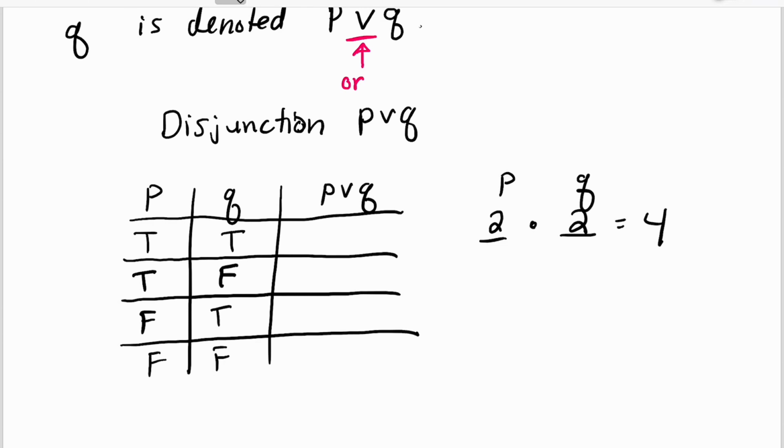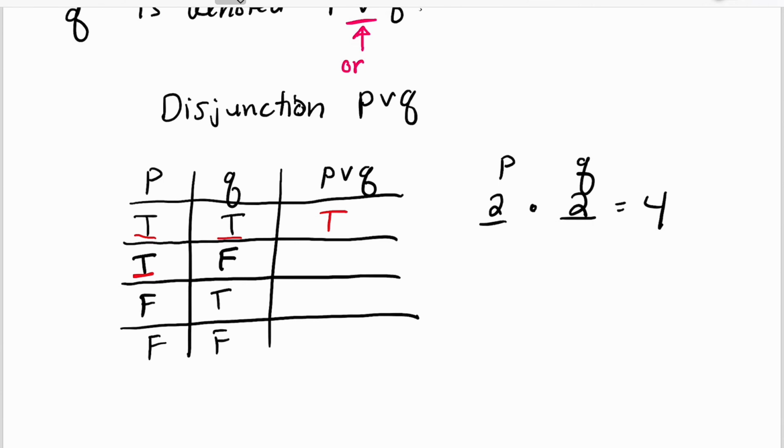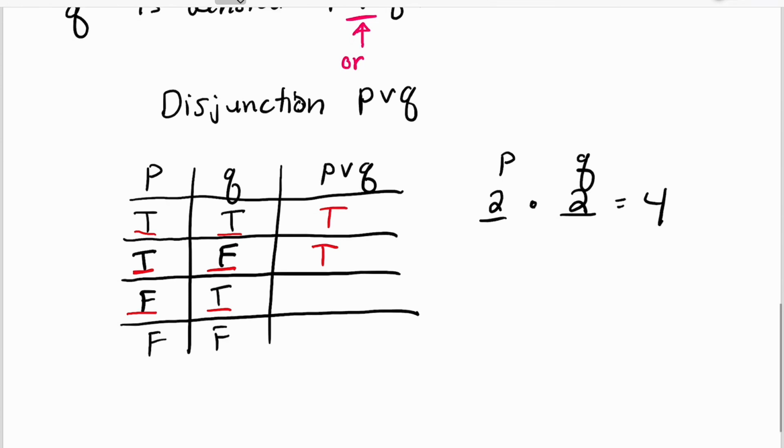So if we look, I have both of these are true, so P or Q is true. I have, in this case, P is true, Q is false, but at least one of them is true, so P or Q is true. Then I have P is false, Q is true, but at least one of them is true, so P or Q is true. Now, here's the case where both of them are false, then P or Q is false. So here is our truth table for the disjunction of P or Q.